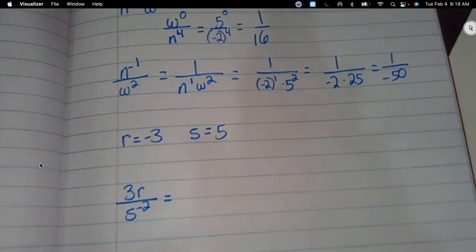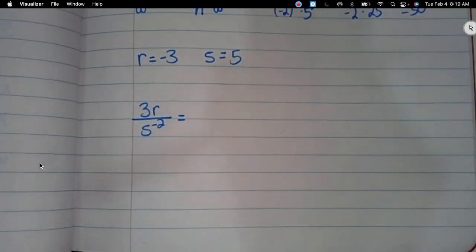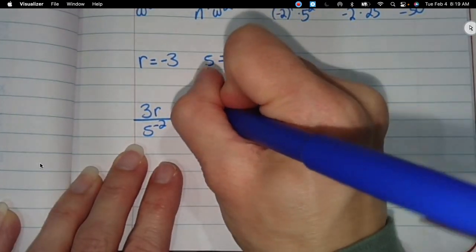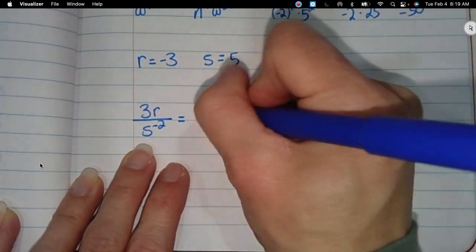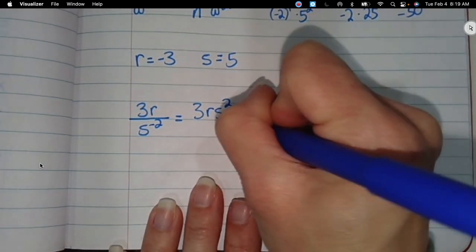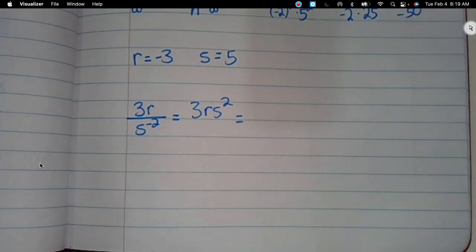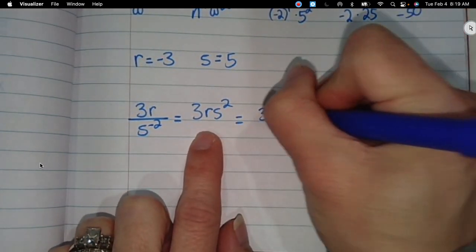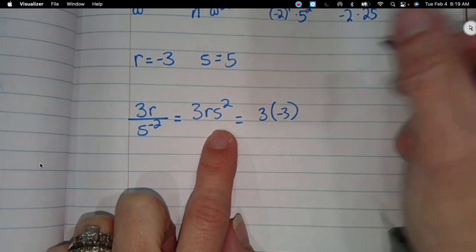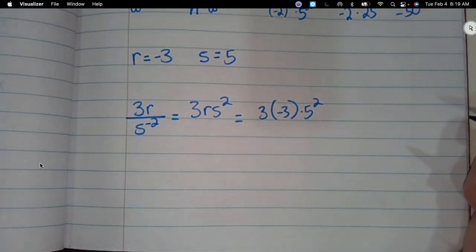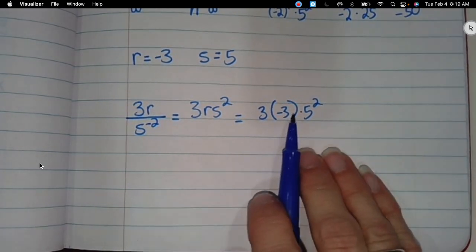Okay, so first thing I need to do, what do I do with a negative exponent? I move it to the other side. So 3R stays, and then up here becomes S squared. So that says 3 times R times S squared. So let me plug those in. Since this is evaluate, we plug them in. So it's 3 times -3 times 5 squared.